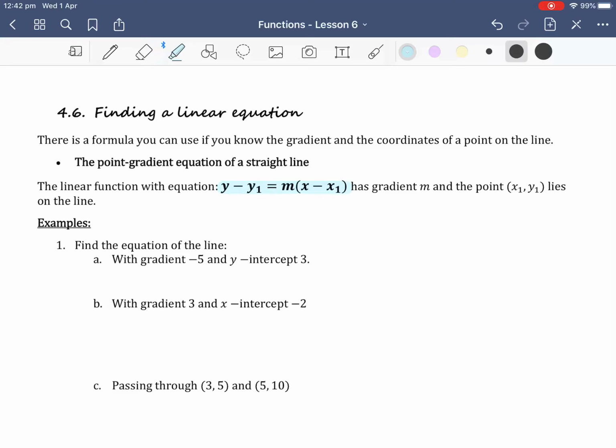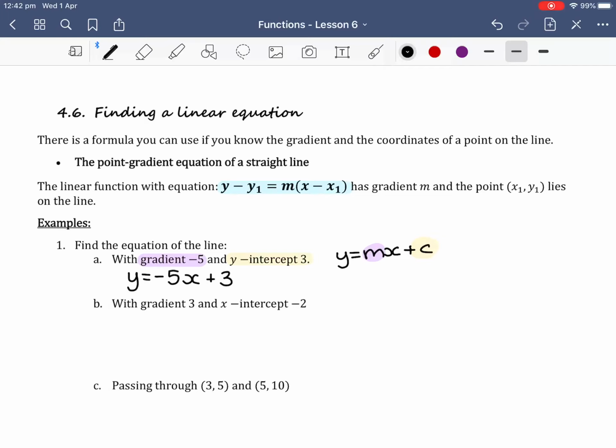We want to find the equation of the line with the gradient minus 5 and y-intercept of 3. So for this one, we can use our normal gradient intercept equation of a straight line, which is y equals mx plus c, where we have our gradient as our m and our y-intercept as our c. So our y-intercept is 3 and our gradient is negative 5. So our equation for this line will be y equals our gradient of negative 5x plus our y-intercept of 3.